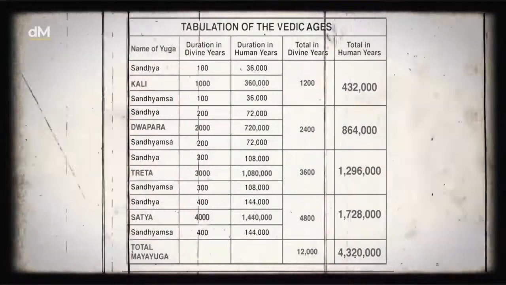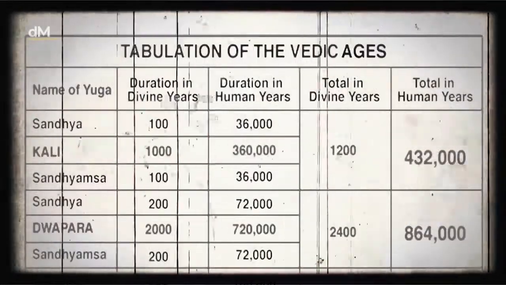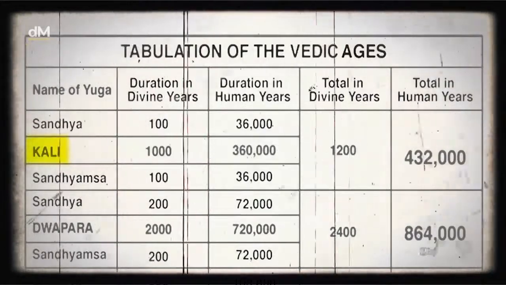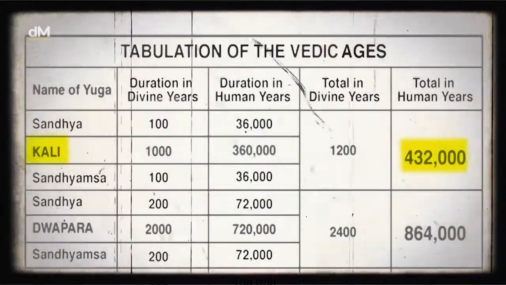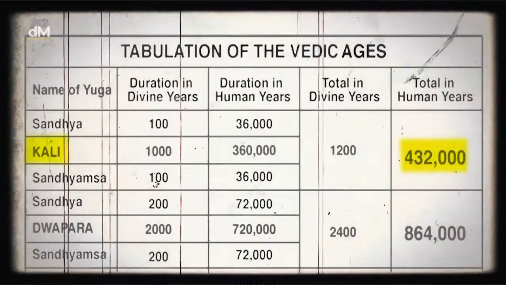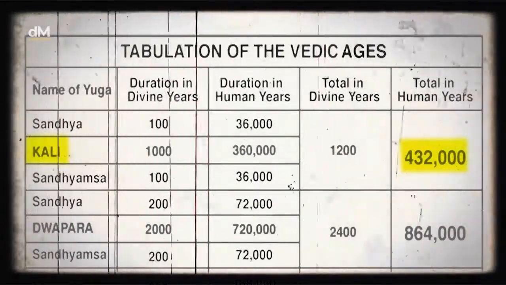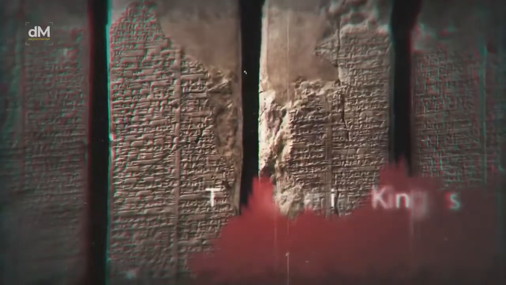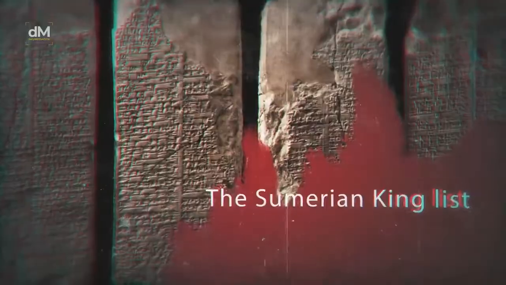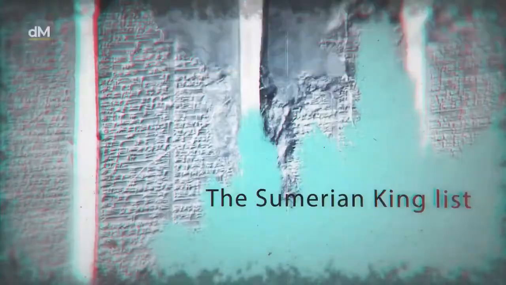And you'll notice, we'll look first at the total in human years, and we see that the Kali Yuga, the shortest, is 432,000. Notice the number that the Vedic ages begins with. 432,000 is the same number that the Sumerian king list ends with. So it's almost as if we have 2 different traditions, but one system. So you see how these same numbers are recurring over and over again.